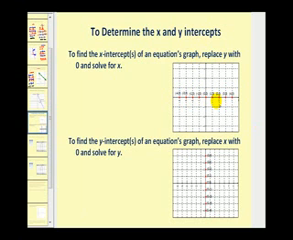So this should remind us that to find the x-intercept of an equation's graph, we replace y with 0 and solve for x. And notice that any point on the y-axis has an x-coordinate of 0, and therefore to find the y-intercept of a graph, we replace x with 0 and solve for y. Let's go ahead and give it a try.